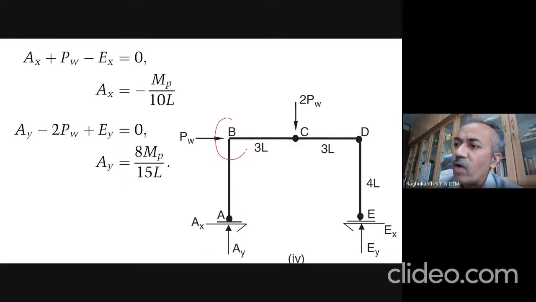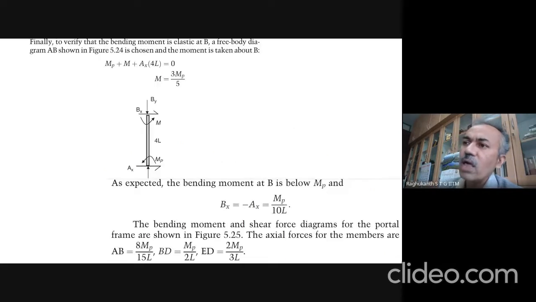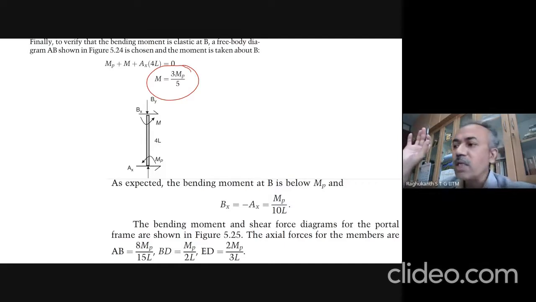Now we will find out what the bending moment at B is. It has not plastified yet. So you use your ordinary linear elastic analysis to find it out. The bending moment at B turns out to be 3 MP by 5. Which means the bending moment at B is below MP. It is not more than MP. So this is perfectly fine.